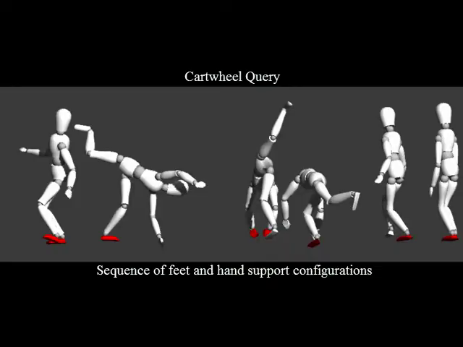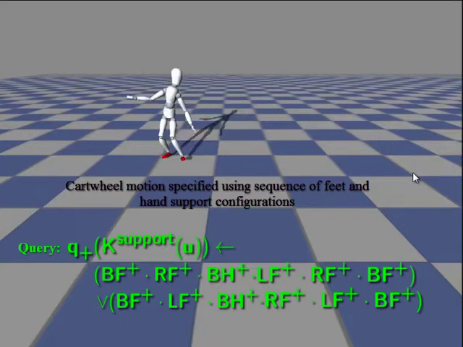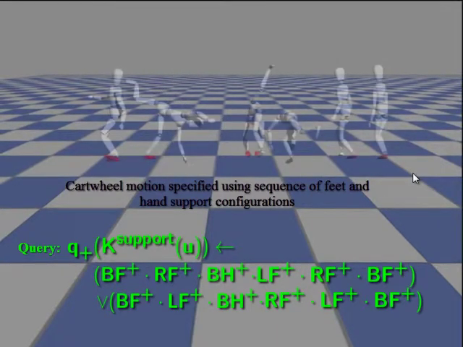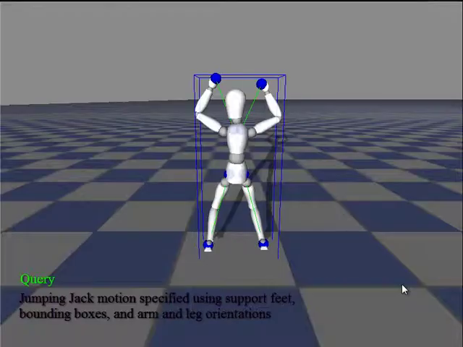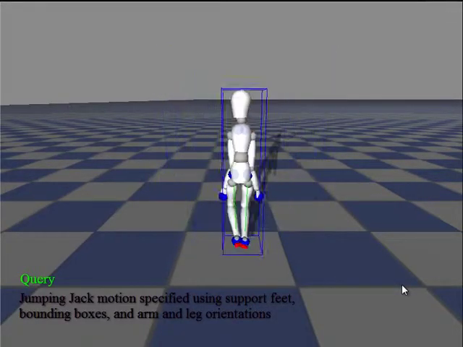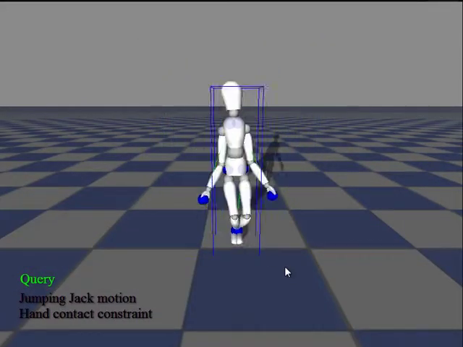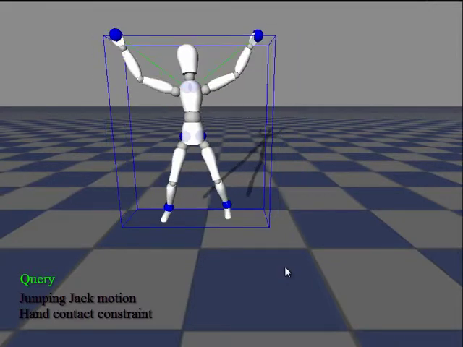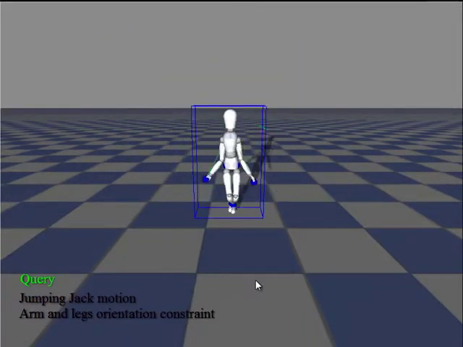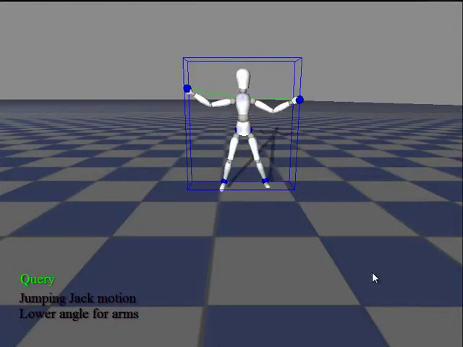A character performing a cartwheel can be defined using the following regular expression of support key values. We use a combination of support key, bounding volume of the body, and relative orientations of end effectors to detect jumping jacks. Introducing a constraint that the two hands must touch when hands are distended produces more specific results. Changing the desired orientation of arms or legs returns variations in the jumping jack motion.